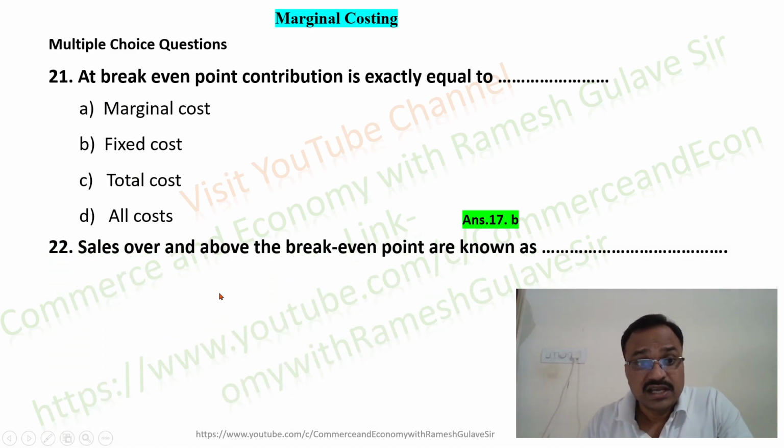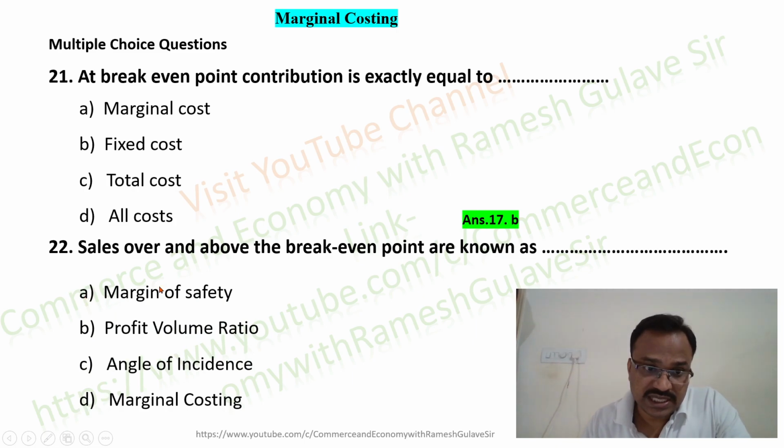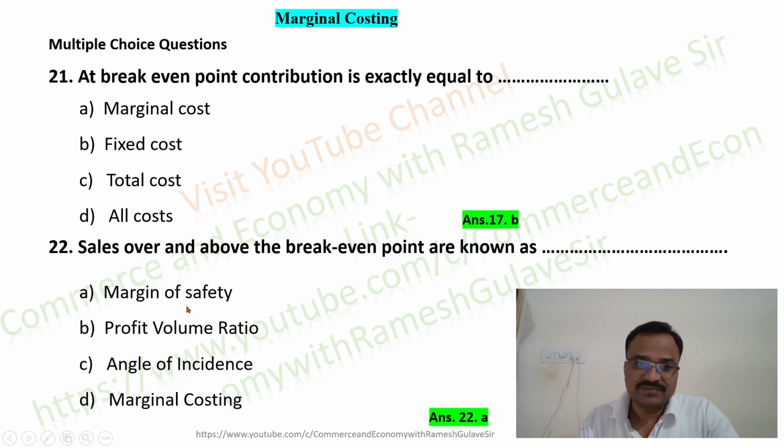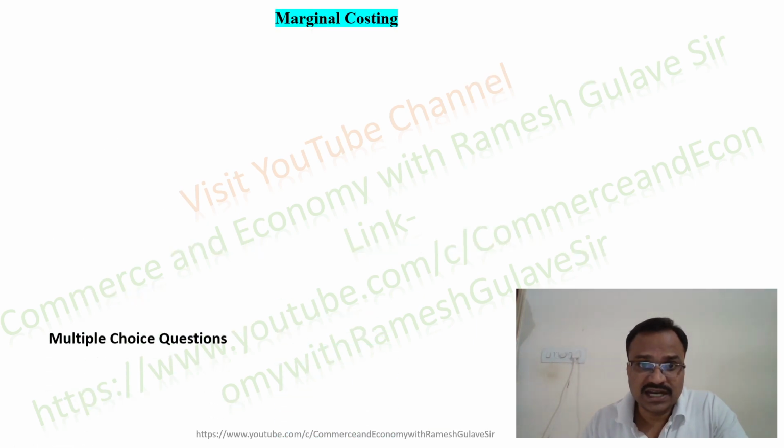Next question says, sales over and above the break-even point are known as. So the sales over and above break-even point are known as margin of safety. So this is one of the important concepts of marginal costing. Basically sales over and above the break-even point are known as margin of safety, where the firm can earn the profit. So here option A is the right answer.